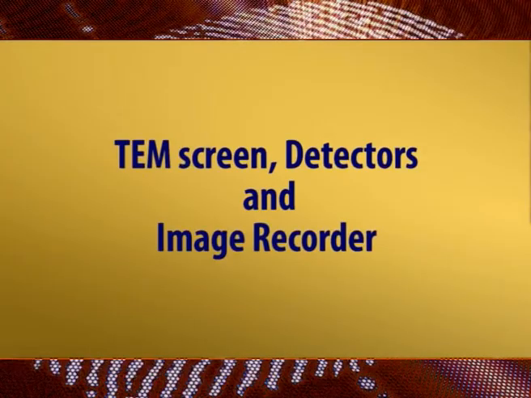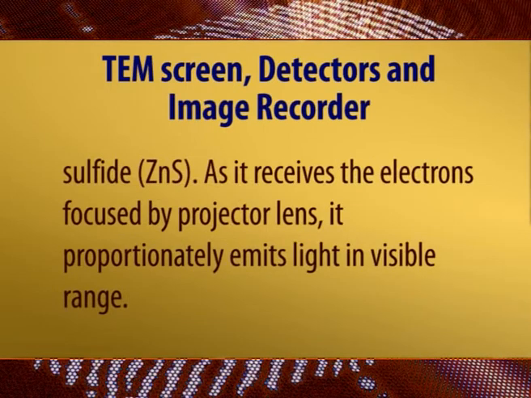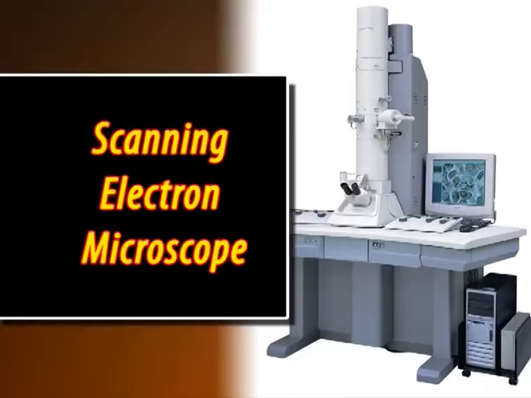Then you have the TEM screen, detectors and image recorder. A phosphor screen converts the diffraction pattern of electrons into visible light signals. The screen is made up of fluorescing material, zinc sulfide. As it receives the electrons focused by the projector lens, it proportionately emits light in the visible range. TEM is coupled with detectors which generate electrical signals proportional to the photon intensity. These signals are transformed into an image which can be seen directly on the monitor or can be captured by a camera.